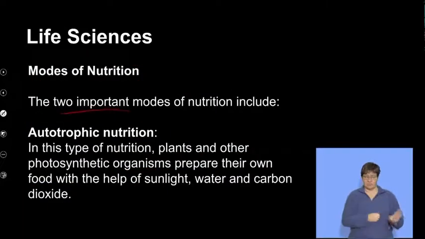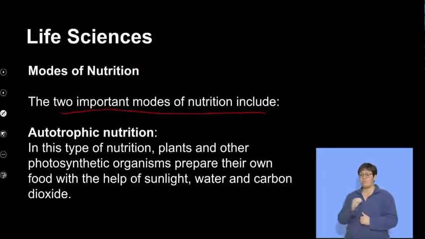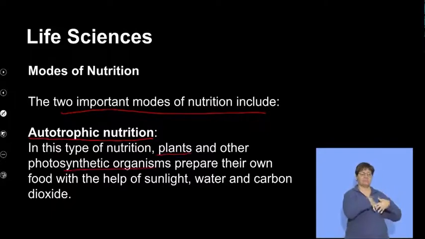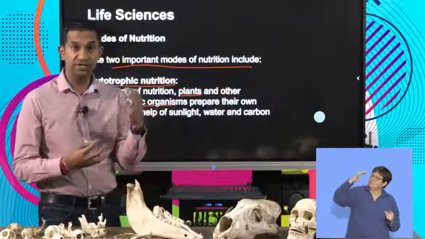There are two important modes of nutrition with regards to how organisms access their food. So one is your autotrophic nutrition, which we've just looked at. So in this type, plants and other photosynthetic organisms prepare their own food, and that is how they get the energy from the sun using photosynthesis.